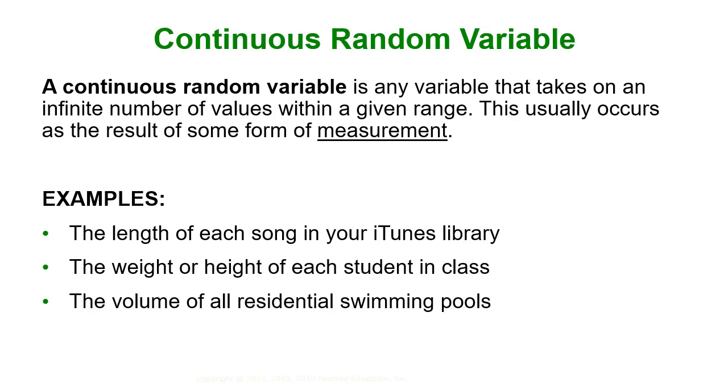So let's remind ourselves of what a continuous random variable is. Right? It's a variable that can take on an infinite number of values in a given range, and this usually comes from some sort of measurement. For instance, the length of each song that's in your iTunes library, or the weight or height of a bunch of people, or the volume of things like swimming pools or cans of soup. So any kind of measurement.